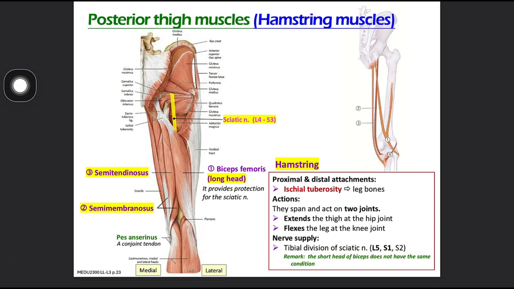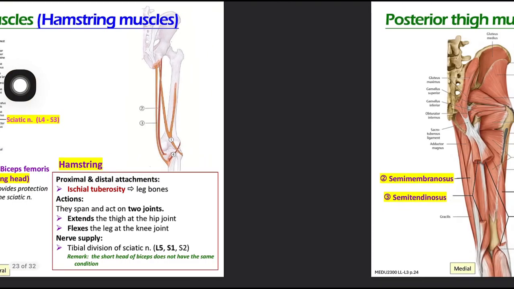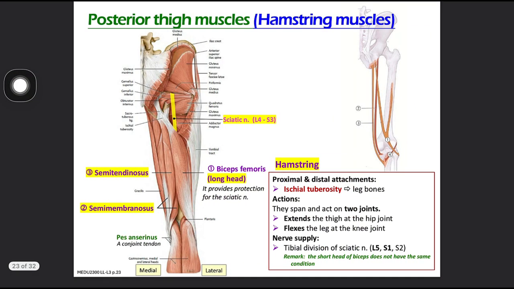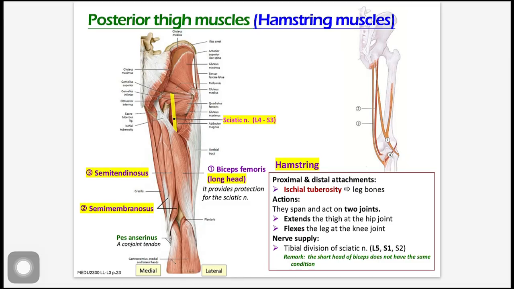So this is the posterior thigh, the hamstring muscles, right? Okay, maybe I stop here because it takes time for you to have lunch, okay? So I will stop here.